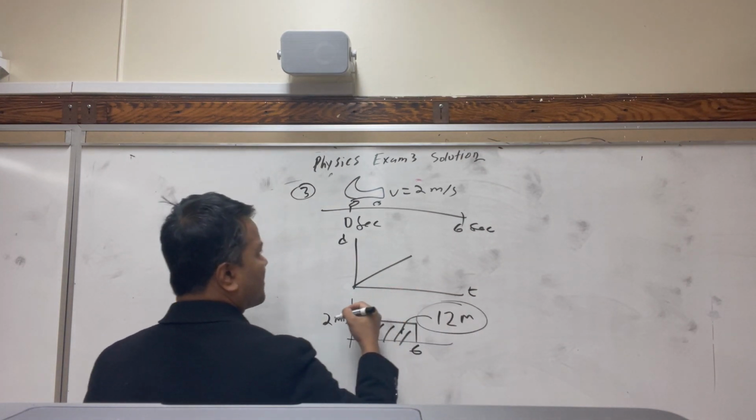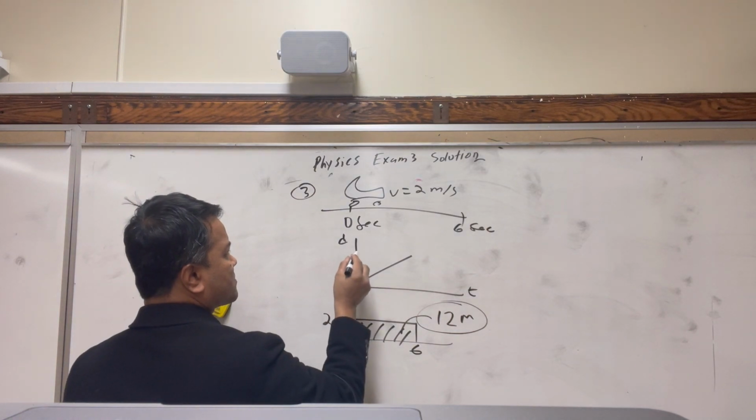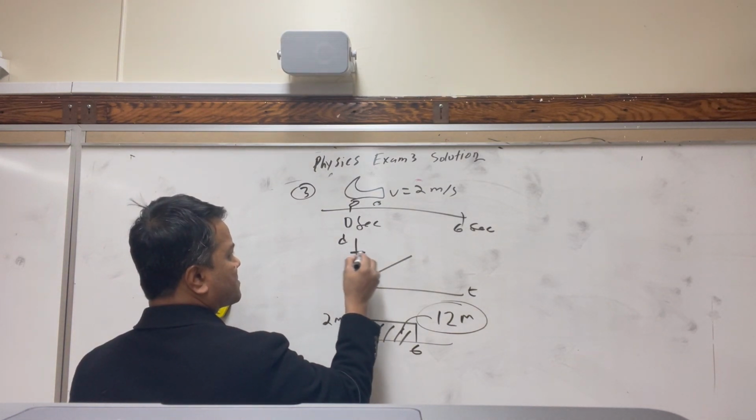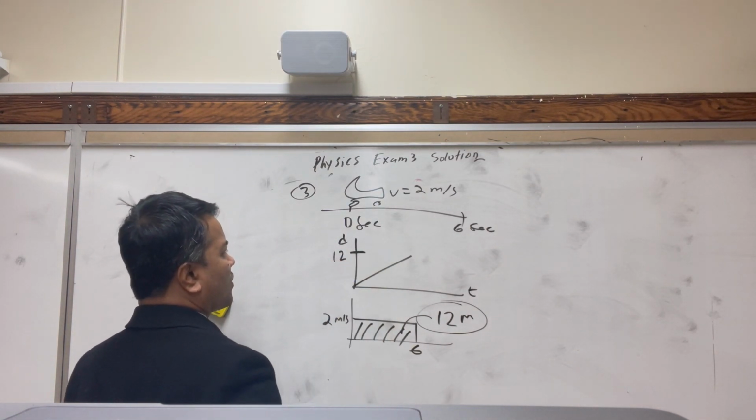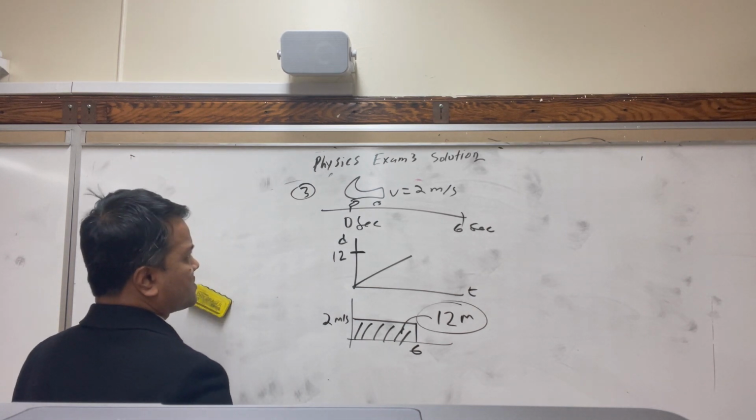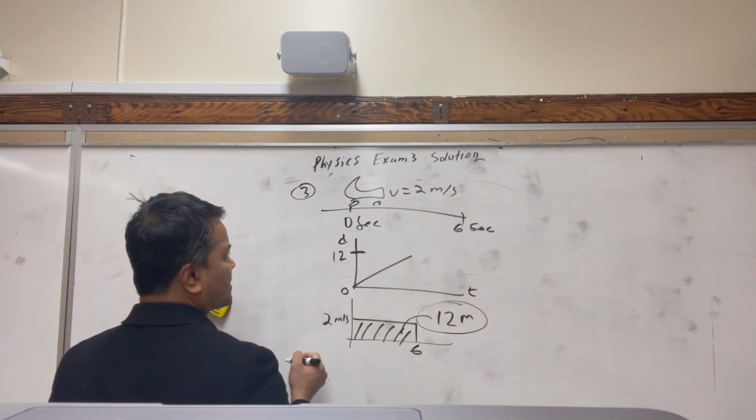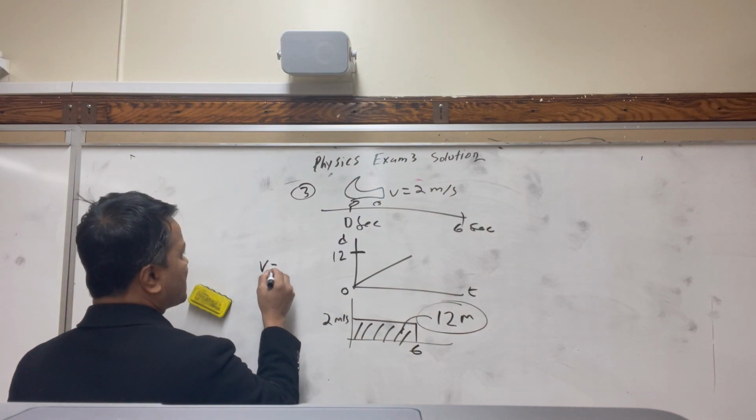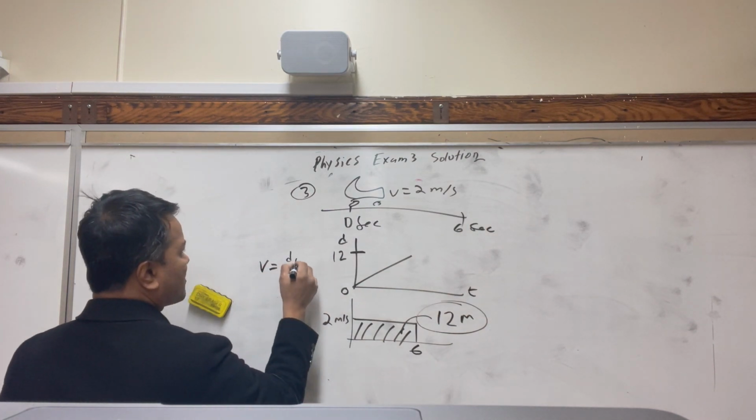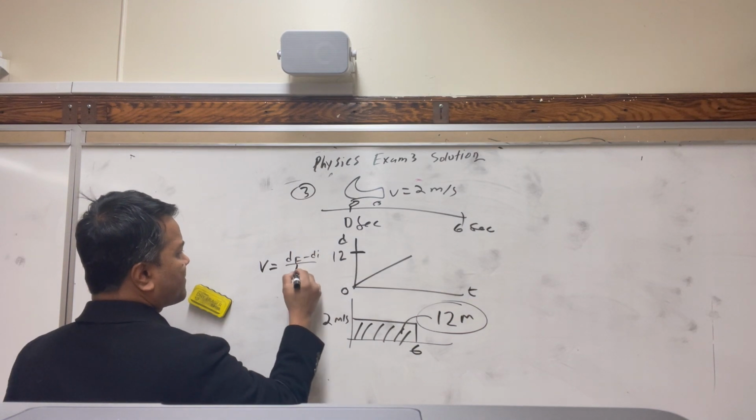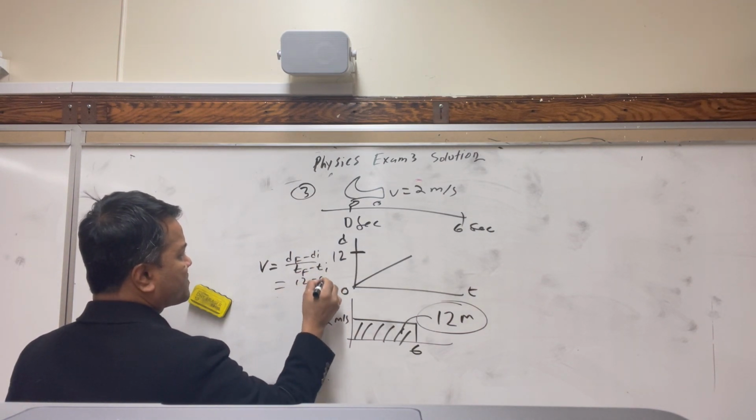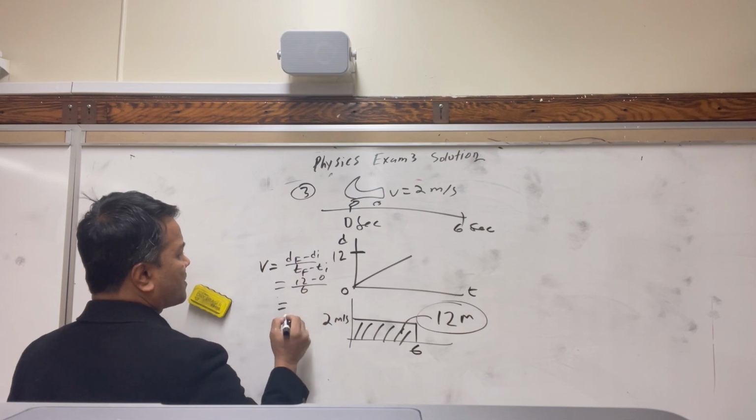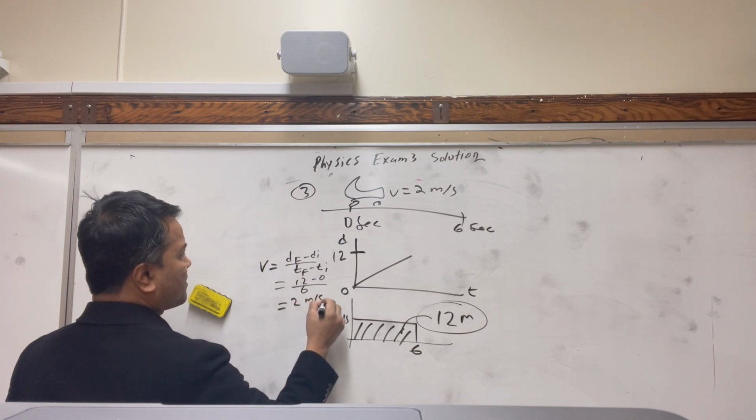So the object moves, this is 12 meters. Okay, so this is 0 meters, this is 12 meters. Let's see whether that makes sense. So velocity is df minus di over tf minus ti. So df is 12 minus 0, over 6. So velocity is 2 meters per second. All right.